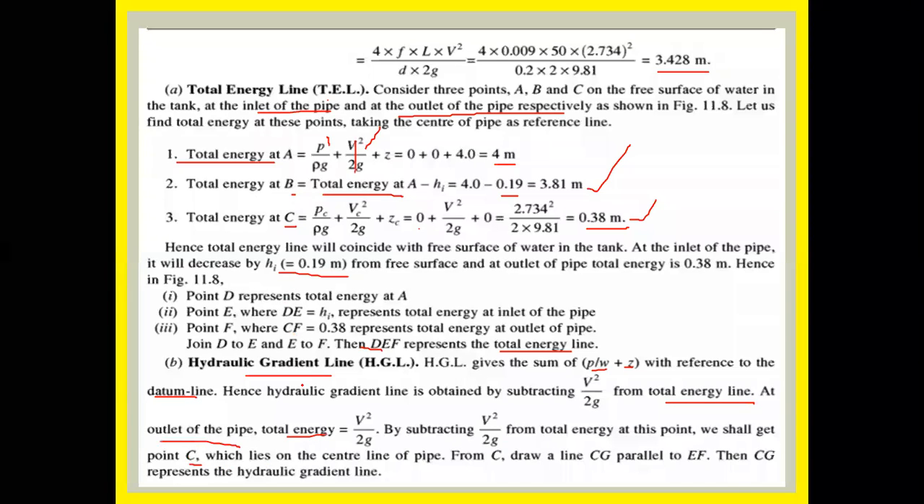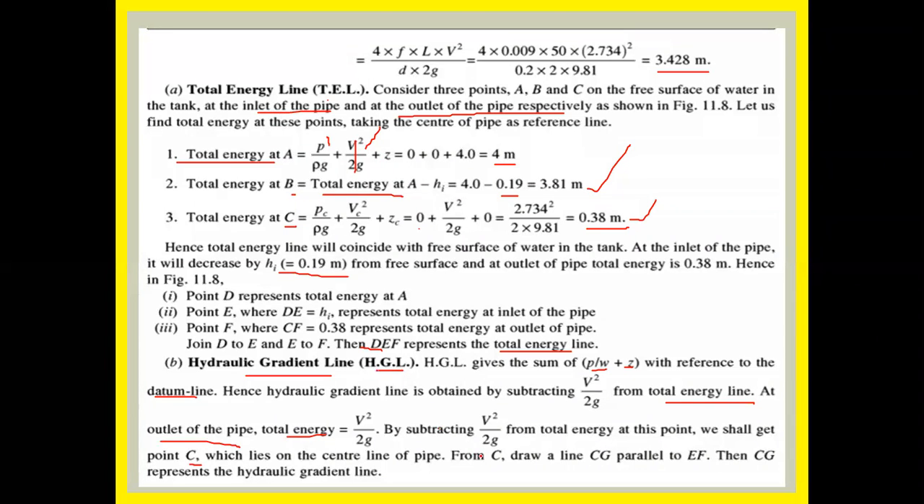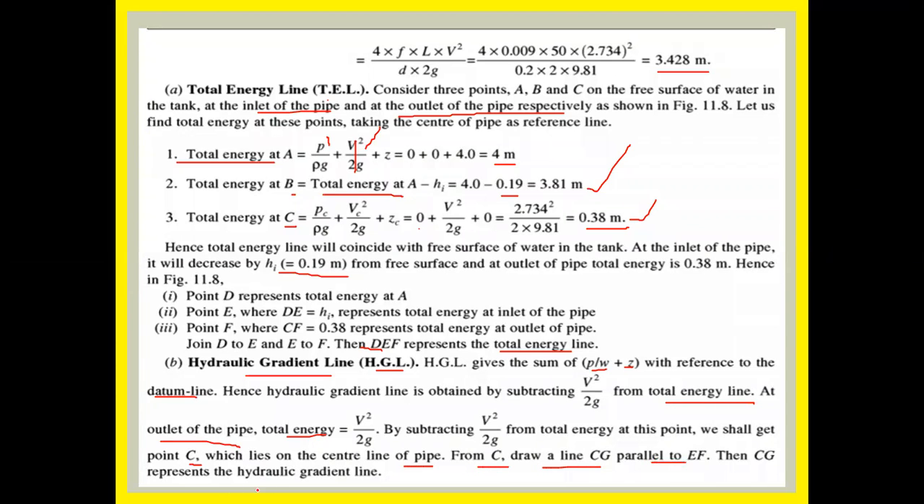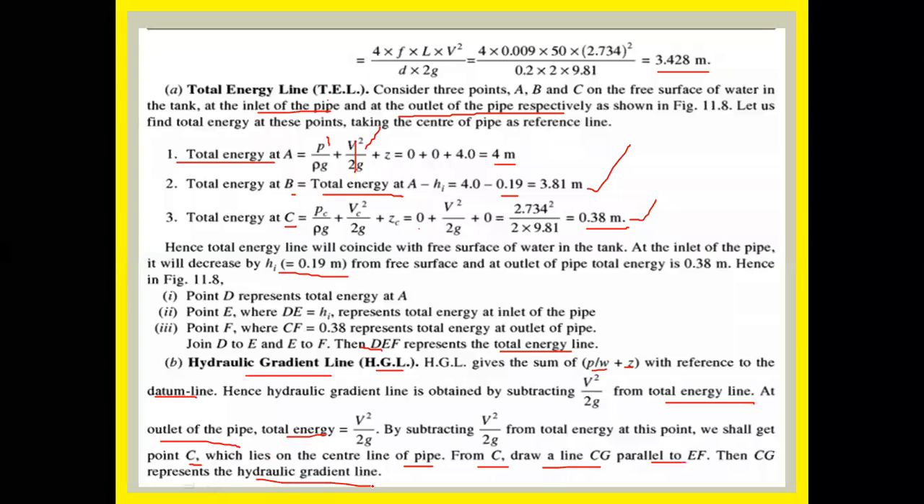So then, instead of drawing the hydraulic energy line like this, simply find the total energy line first, and in that we have to subtract V square by 2g. Therefore, subtracting V square by 2g from the total energy, we will get C, which lies in the center of the pipe. From C, draw the line CG parallel to EF. Then CG represents the hydraulic gradient line.